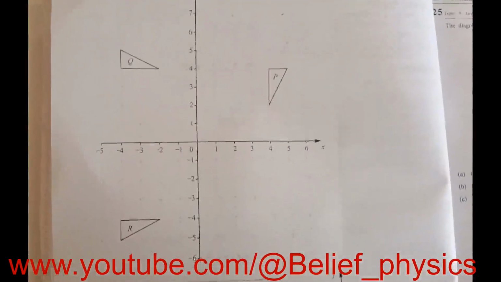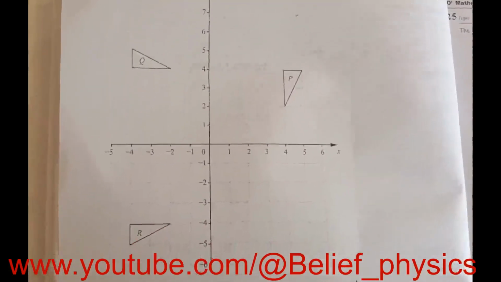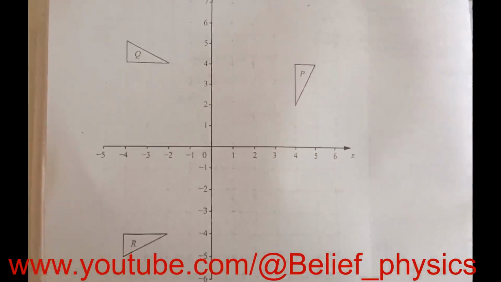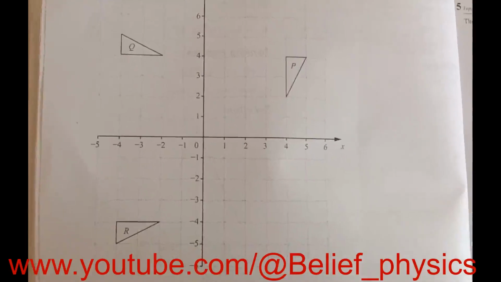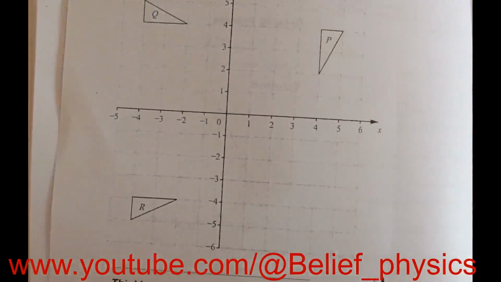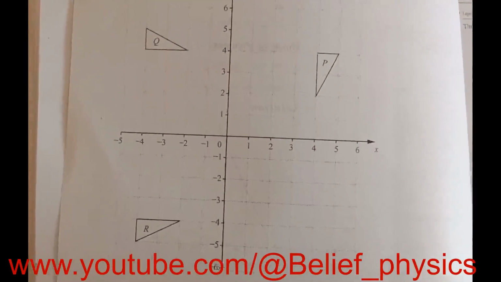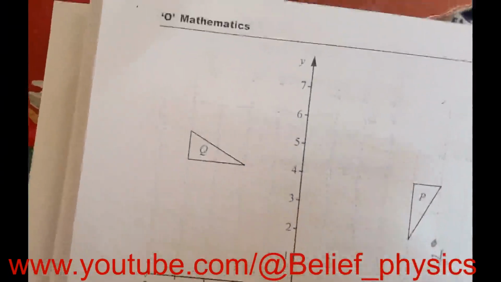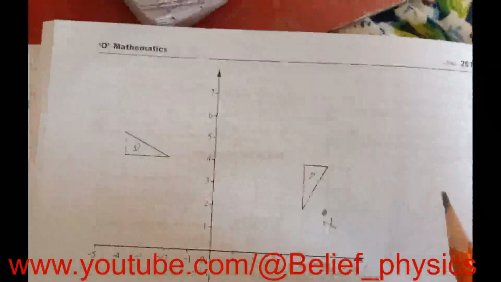This is the diagram. Triangles T, P, Q and R are shown in the diagram. We have to draw T, which is the image of P under an enlargement of scale factor 2 and center of enlargement (5, 2). X is the center of enlargement, which is (5, 2). I marked it here. We should know the formula for the enlargement. Under enlargement we get similar triangles.